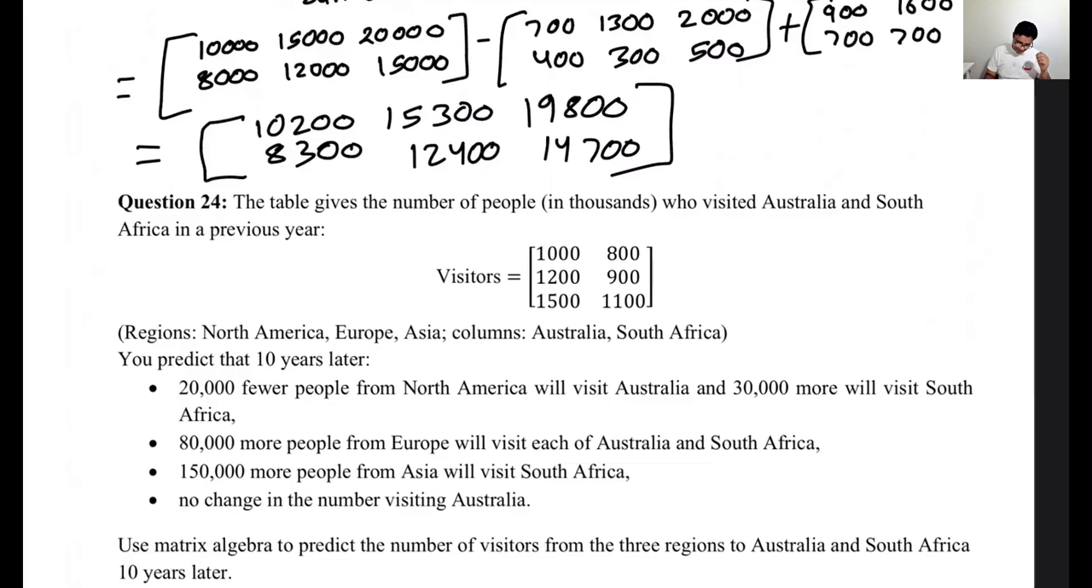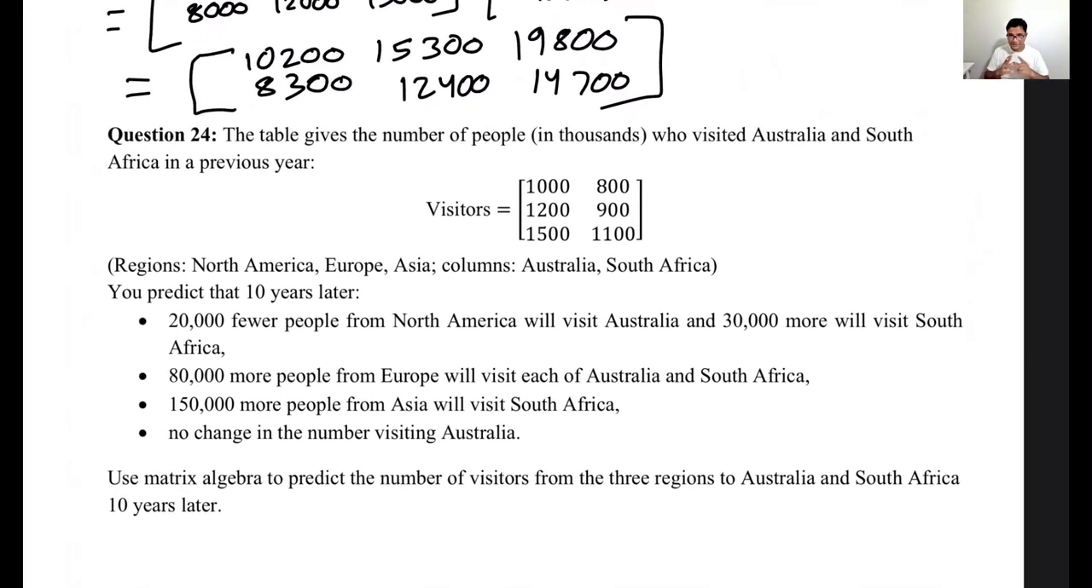Next question. Again, very interesting. What does it say? The table gives the number of people in thousands who visited Australia and South Africa in the previous year. Now, from where? The columns are Australia and South Africa, the two countries, and the rows are the different regions from where the tourists came. That is North America, Europe, and Asia.